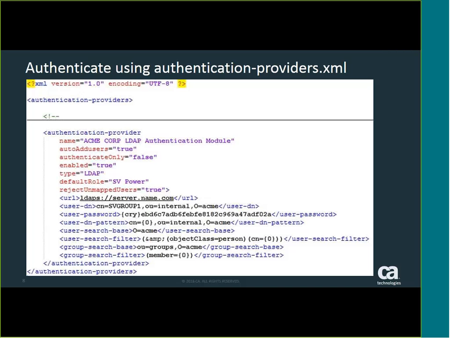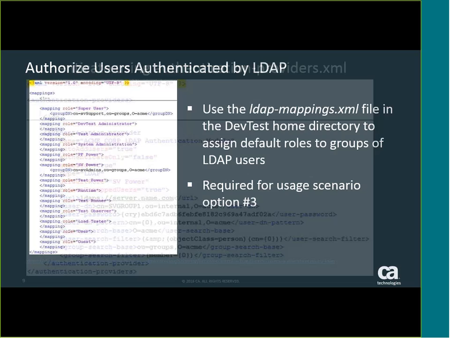The URL is your LDAP URL, LDAPS, we support SSL. The user DN, you'll need that, the DN pattern, the search base, the search filter. You'll need those from your AD admin. So sometimes those can be a little tricky to get. You can also use an LDAP browser to find those out. We can help you with that if there's any issues.